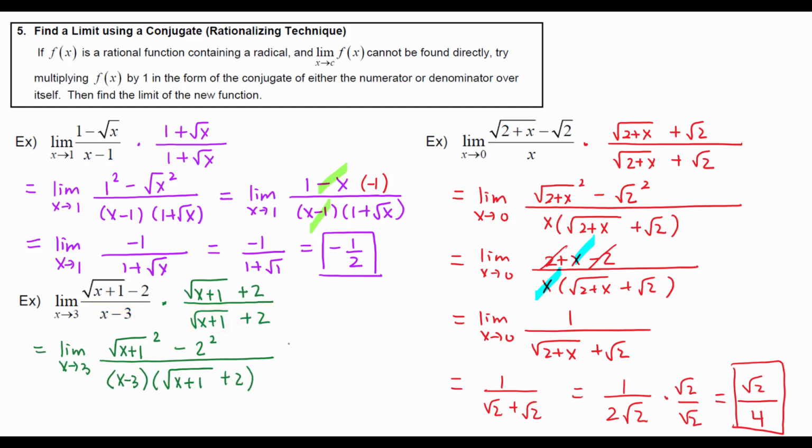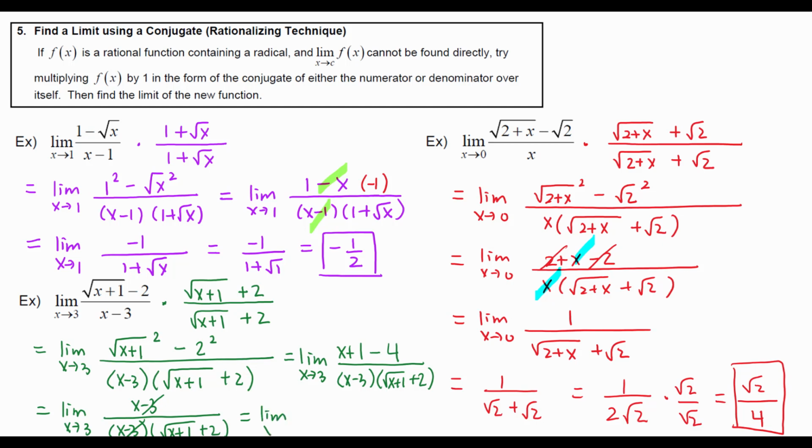And when you multiply that out, you get the limit as x approaches 3 of x plus 1 minus 2 squared, which is 4, over x minus 3 times radical x plus 1 plus 2. And you can see that your numerator now becomes x minus 3. And you do have an x minus 3 factor in the denominator, so that you get to cancel them. So this becomes the limit as x approaches 3 of 1 over radical x plus 1 plus 2.